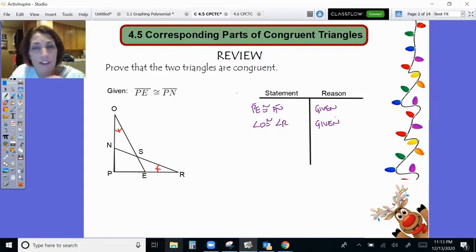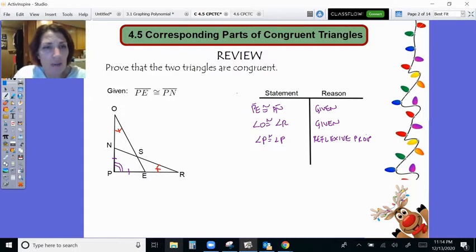Okay. So I have to find a third piece, if you recall. In this third piece, I know that angle P is congruent to itself, because it belongs to both triangles here. And I'm going to go ahead and mark PE congruent to PN. And so angle P is congruent to itself, angle P, and that is the reflexive property. Do you remember that one? Reflexive property, equal to itself, okay?